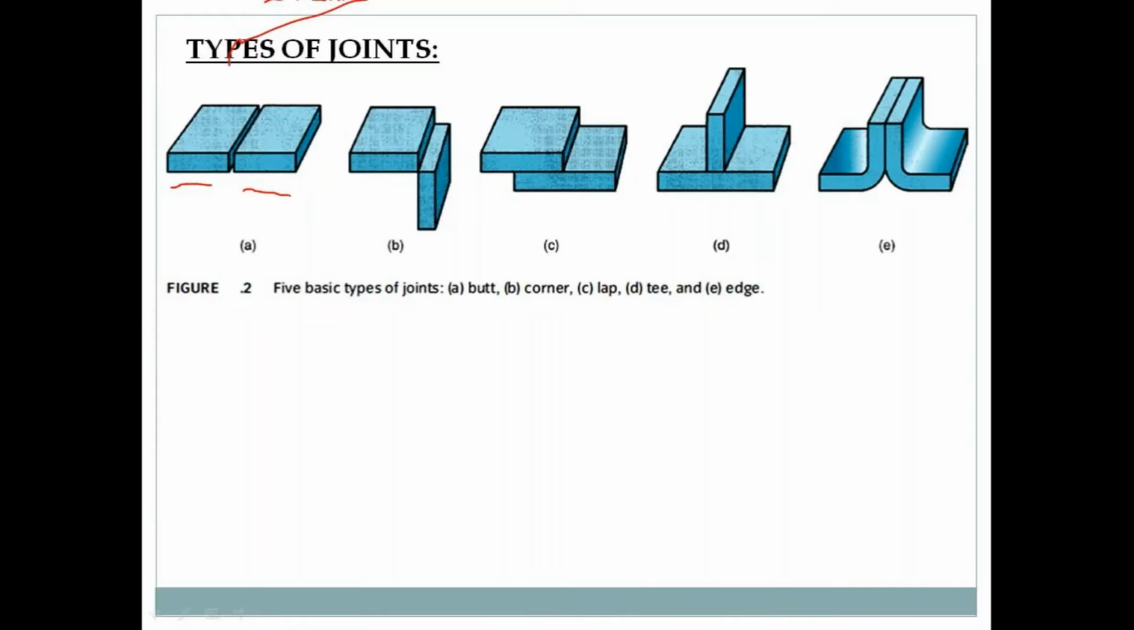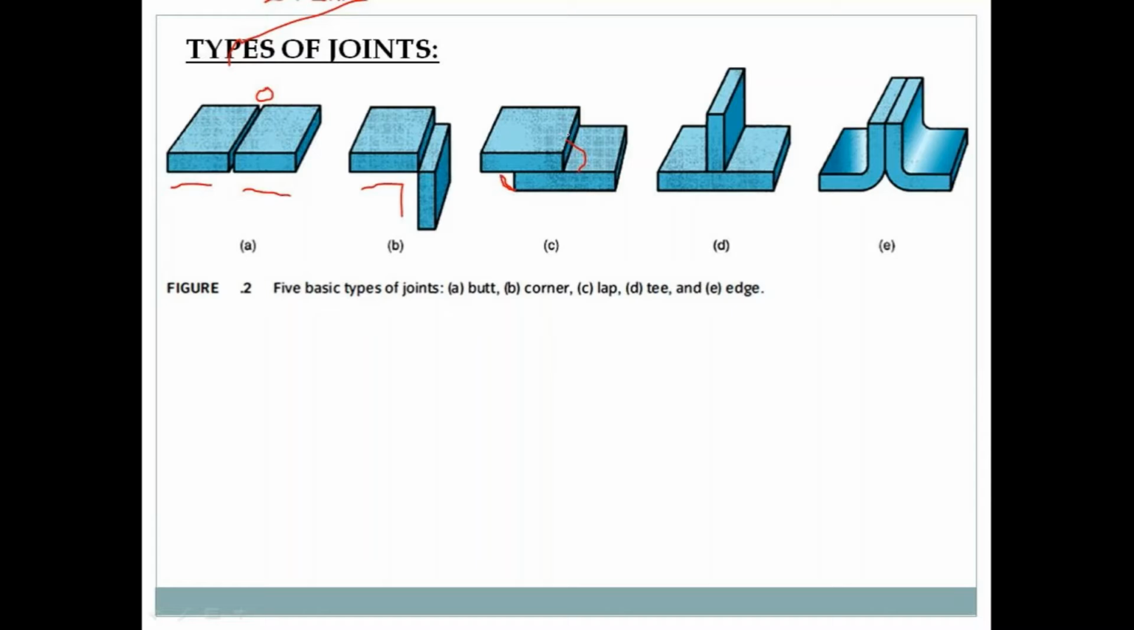objects are placed horizontally. Okay, if you see that, a small gap will be maintained. Then corner. It will look like a corner. Lap. Lap means one object overlaps another object. So that's when weld will be created in this zone and this zone.